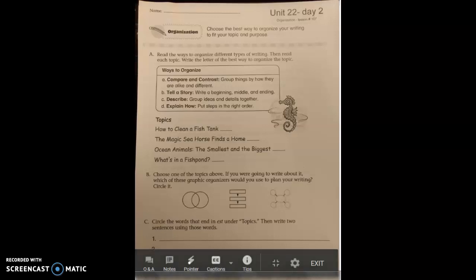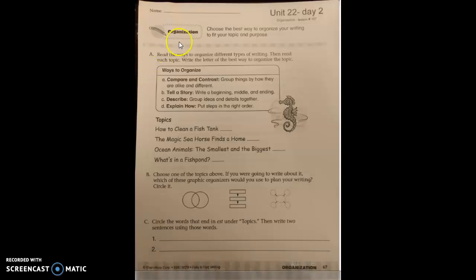All right, third graders, we're on Unit 22, Day 2. We are working on organization. Our rule is choose the best way to organize your writing to fit your topic and purpose. Please look at Activity A. You will see the different ways that you can organize your writing.